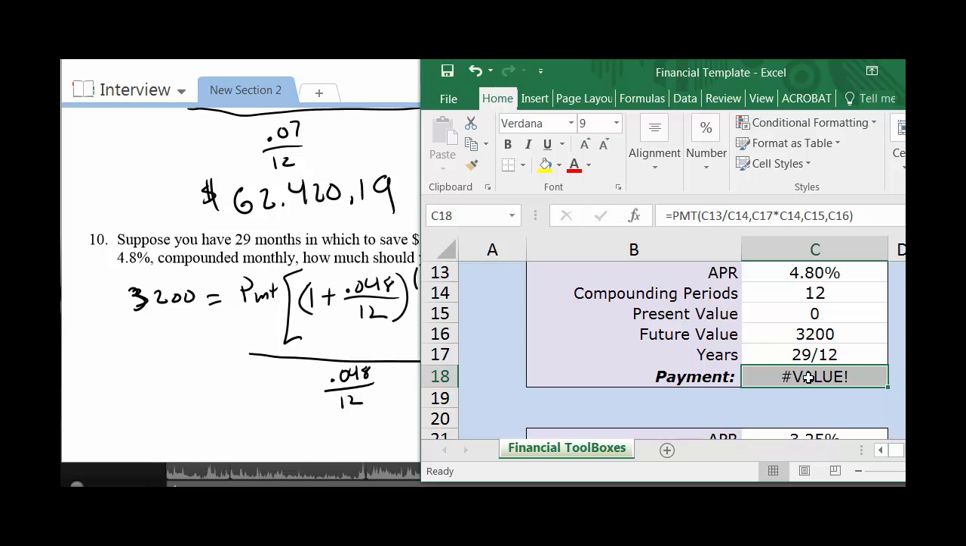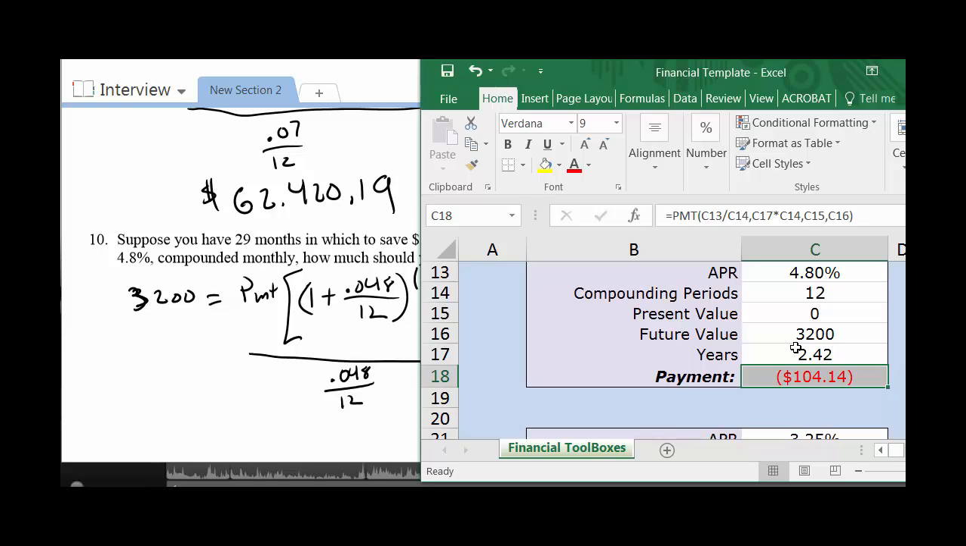Uh-oh, it does not like that. Let me try something, because I think that if I put in like, yeah, that's what I thought. Okay, so let me do the 29 divided by 12 off to the side. So it's 2.42. Okay, so it likes that a little bit better. The way that this particular spreadsheet was constructed, it doesn't like fractions. But fractions are still fine.